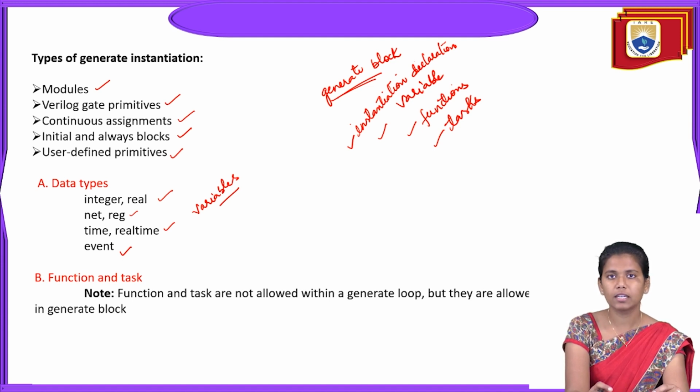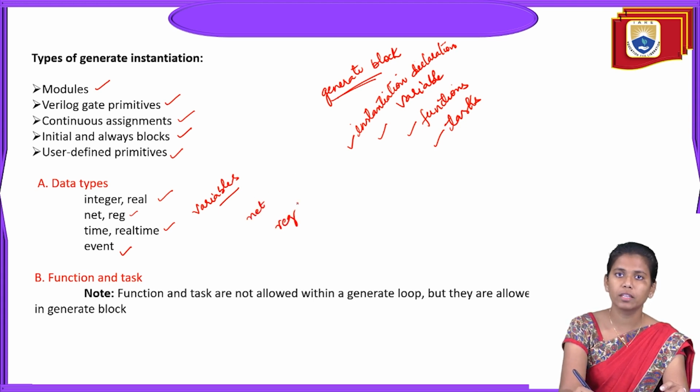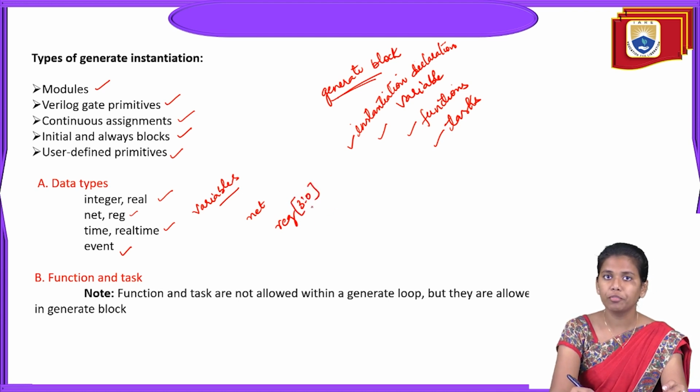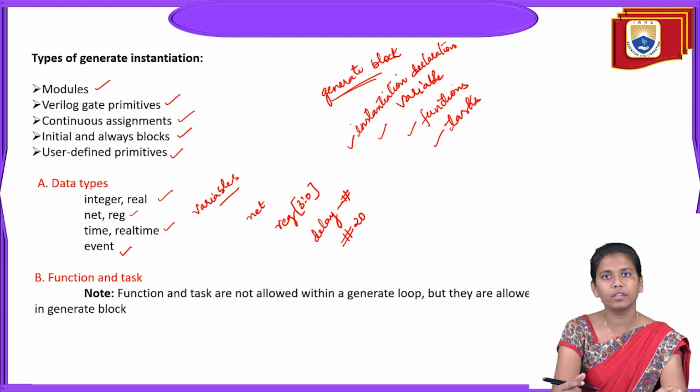Sometimes when you are writing code, the data types follow with net, and sometimes they follow with reg [3:0], isn't it? Sometimes it defines a delay, and delay is mentioned with the hash symbol, so #20, like that, and then the event goes on. So these are a few data types you can use when writing your code in terms of the generate block.